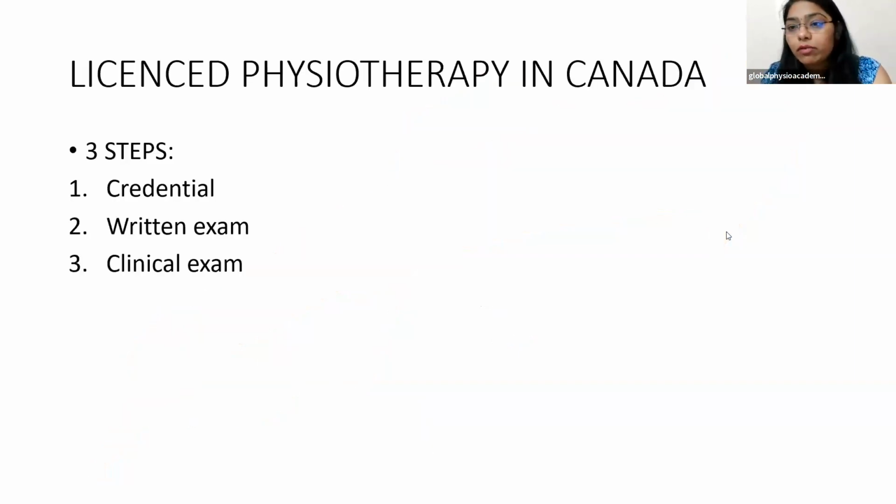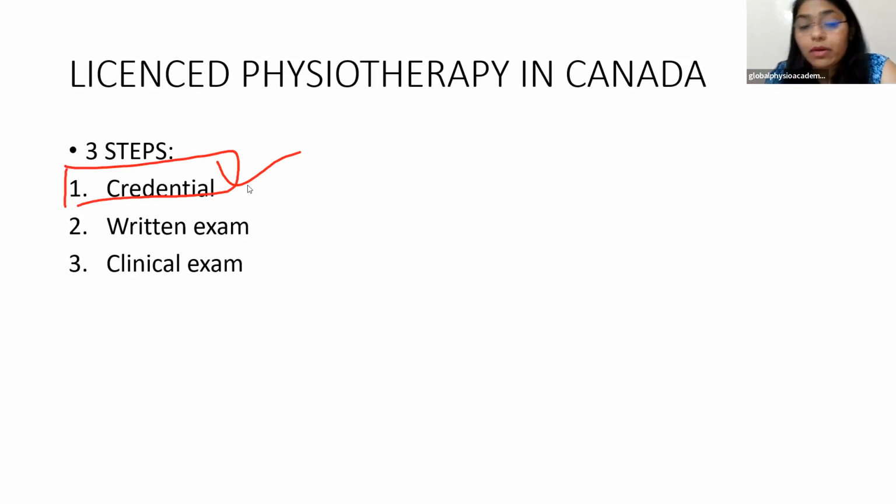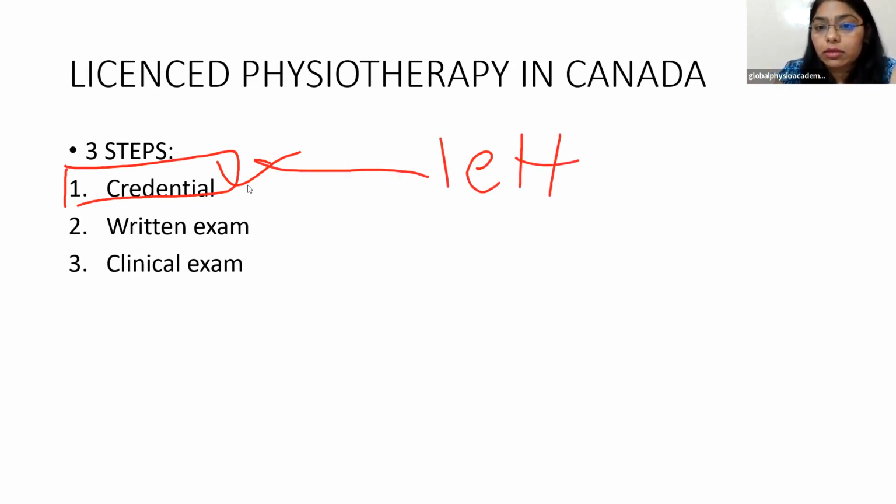Now, this is an important question for you guys. Licensed physiotherapy in Canada. If you want to get the license, you need to pass through three different steps. The first step is considered the credential. Second step, once you are done with the first step, you get the letter that your study is equivalent to Canadian study. Once you get this letter, you are eligible for the written exam.